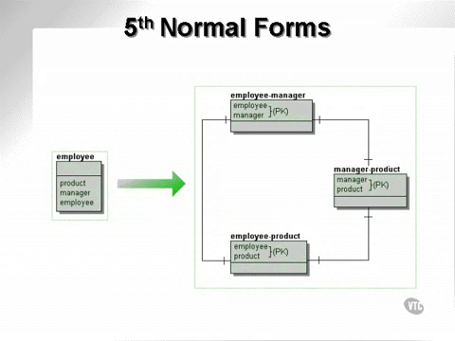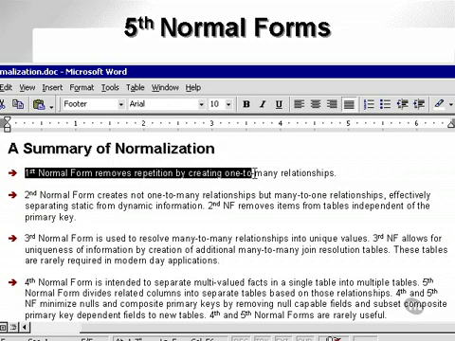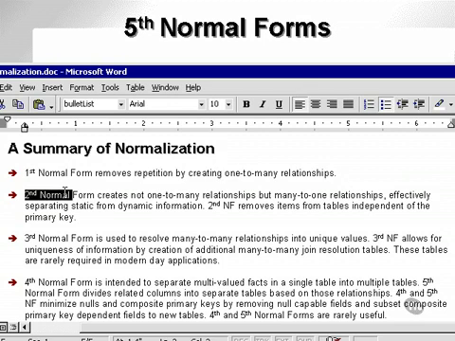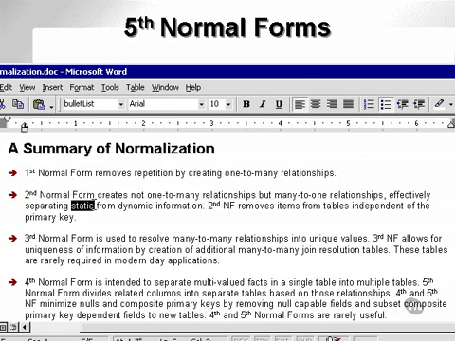What I'd like to do now is to go back and present a brief summary of all the different normal forms. So what can we say about the different levels of normalization? How can we summarize? First normal form removes repetition by creating one-to-many relationships. Second normal form creates not one-to-many relationships, but many-to-one relationships in order to separate static and dynamic information.